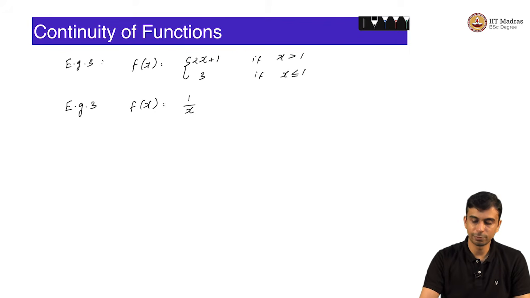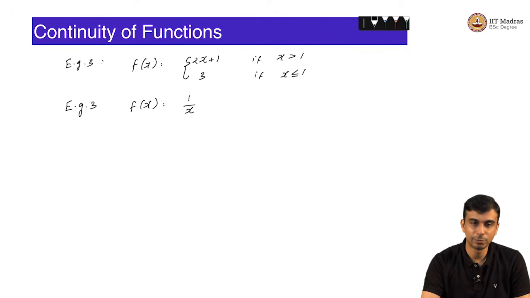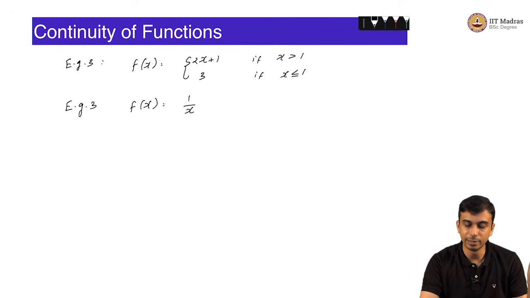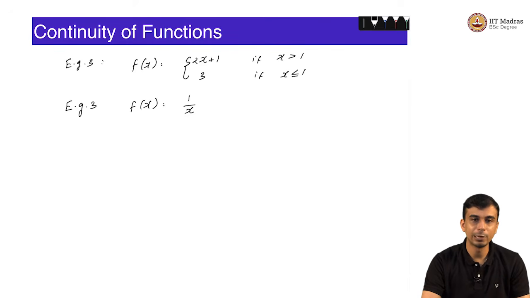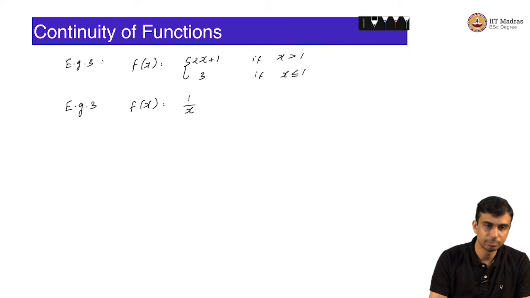This is simply f of x equal to 1 by x, and this is not a continuous function. Why is that? Because f of 0 is not defined. In fact, whatever you define f of 0 to be, I mean you can't define it as infinity because infinity is not a valid real number, you can see that you can't give a valid limit.